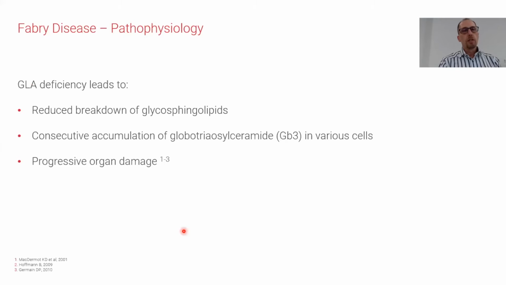The deficiency of the alpha-galactosidase A leads to a reduced breakdown of certain glycosphingolipids, especially one that is called globotriaosylceramide, Gb3, and this Gb3 accumulates consecutively in various cells of different organs, and it leads to a progressive organ damage.